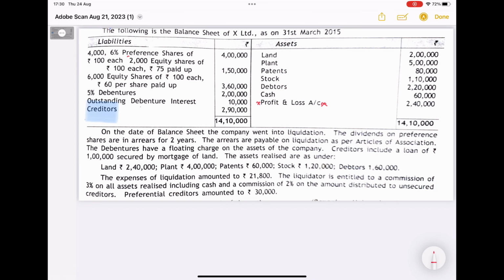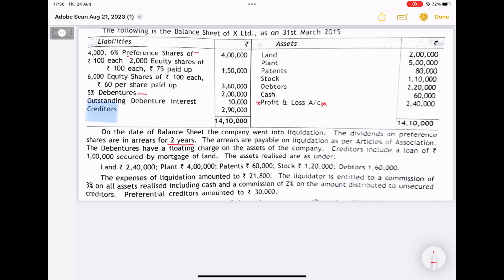Next, on the date of the balance sheet the company went into liquidation. The dividend of preference shares is in arrears for 2 years. So we have to pay the preference dividend. For how many years do we have to pay? We have to pay for 2 years. Next, the arrears are payable on liquidation as per the articles of association. The debentures have a floating charge on the assets of the company. Yes, we are going to repay them with interest.